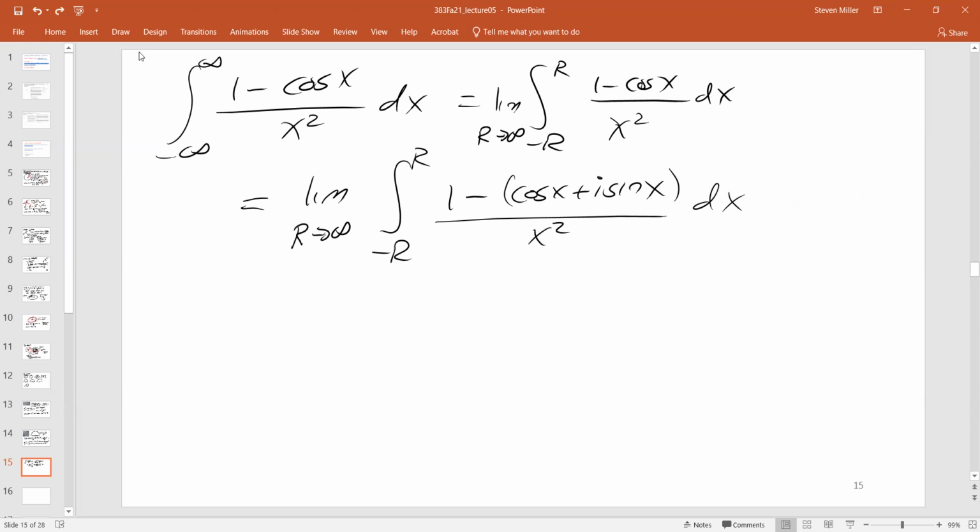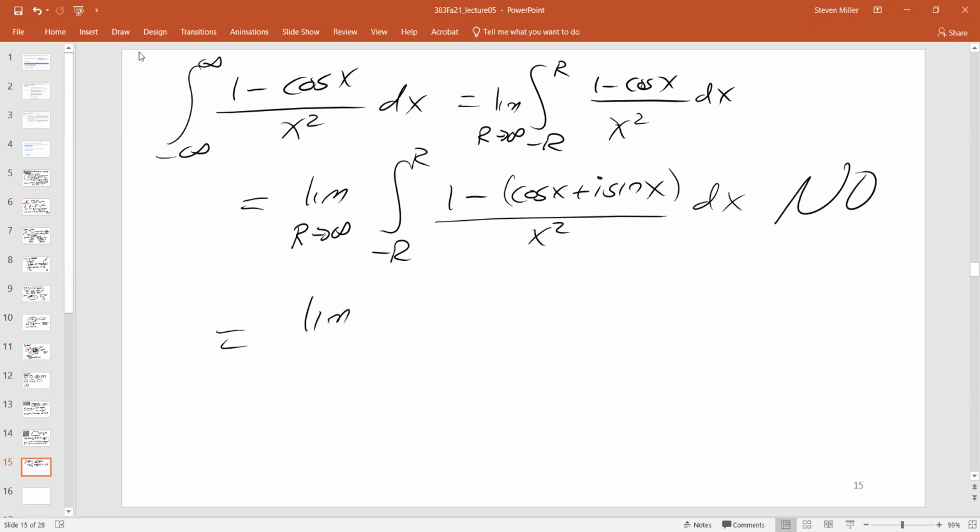It has good decay, it's odd. What's the only problem with sine of x over x squared? I'm sorry? No, the i is fine. I can just pull the i out. Near 0, sine of x over x squared looks like 1 over x, which blows up. So this is a no.